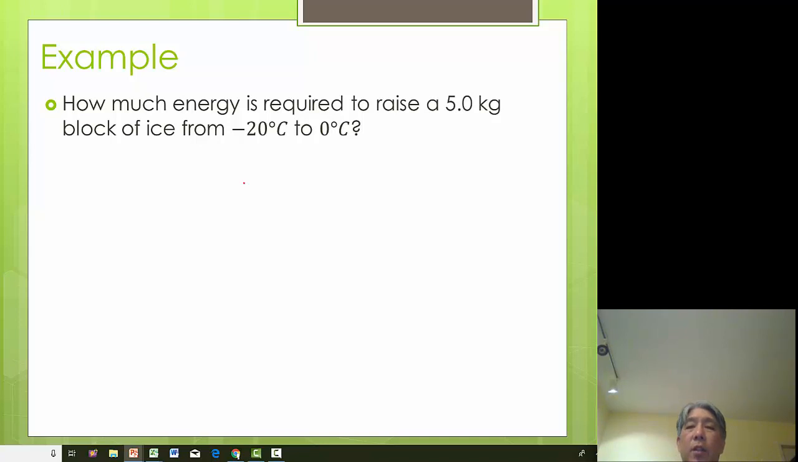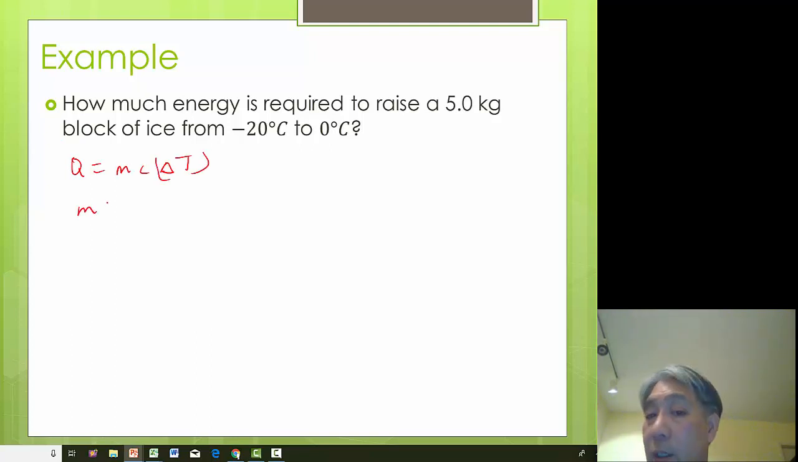So, for example, how much energy is going to be required to raise a 5 kilogram block of ice from minus 20 degrees to 0 degrees? Okay, so here's my formula. I'm going to use Q is equal to mcΔT. Okay, my mass is given as 5 kilograms.